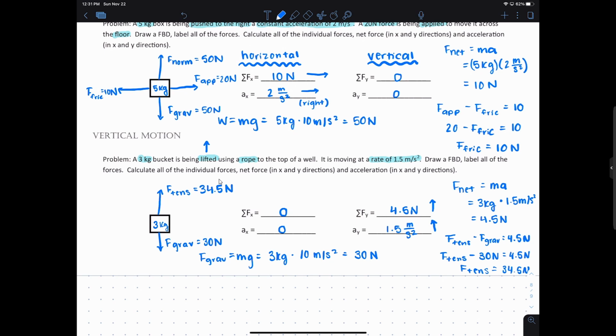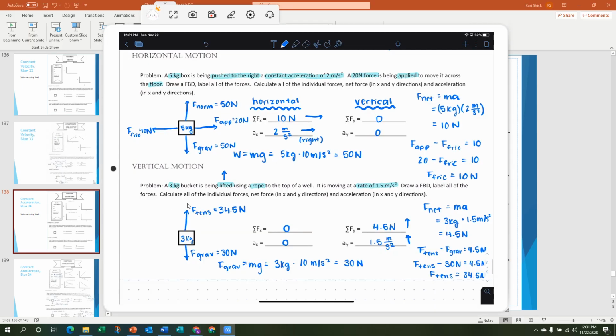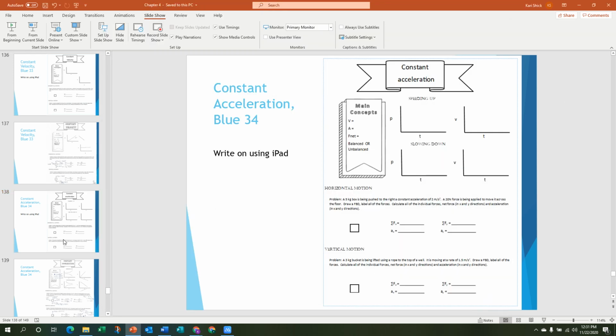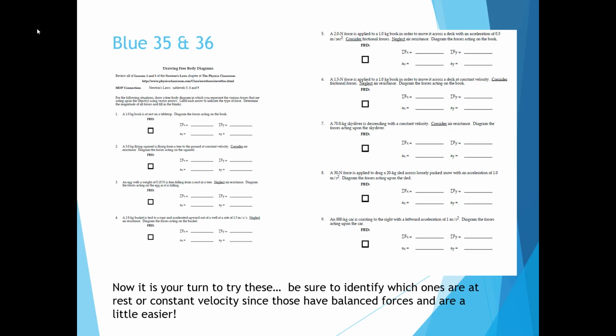Okay, so you are going to have some follow-up work here. You are going to have some additional work to do. Let me get us back on our PowerPoint. So you're going to work on pages blue 35 and 36. Take them one step at a time.